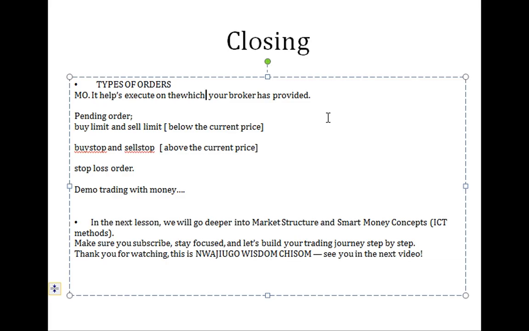So let's go. In market orders, we have types of order. We have pending orders, buy limit and sell limit. A limit order is known as below the current price. So buying below the current price.